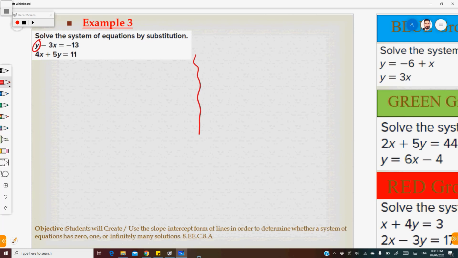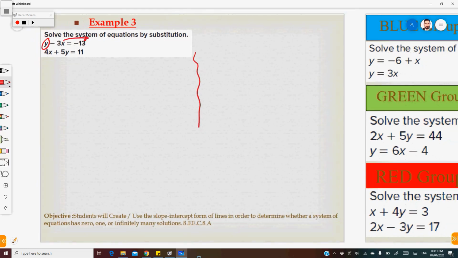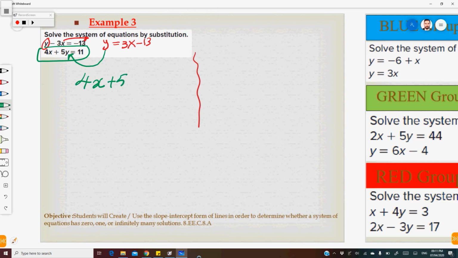Y is equal. I will change negative 3x from the left-hand side to the right-hand side. Yes, it will be like this. Y equal 3x minus 13. Now I have y as a subject. If you have y as a subject, you can replace y in the other equation. You can replace it here. How? You will write the second equation, 4x plus 5. I will not write y, but I will write 3x minus 13.